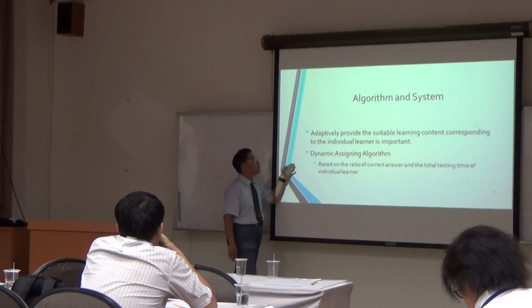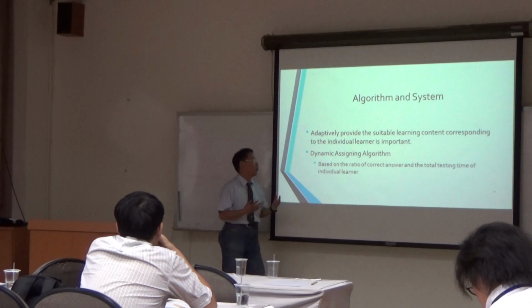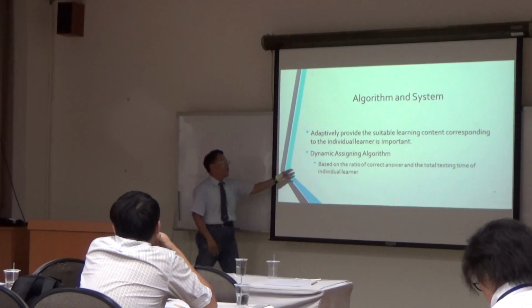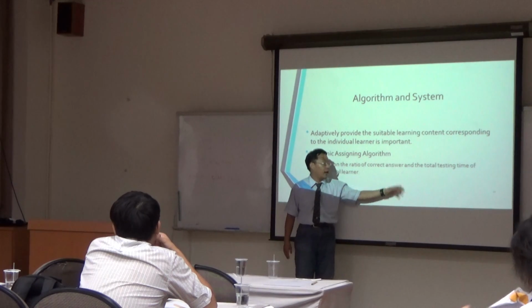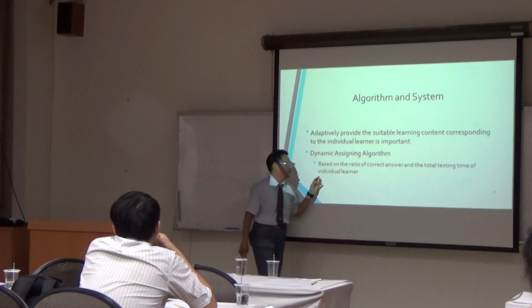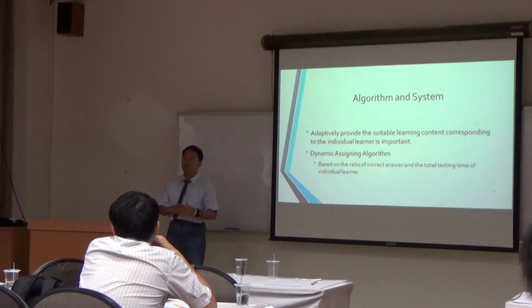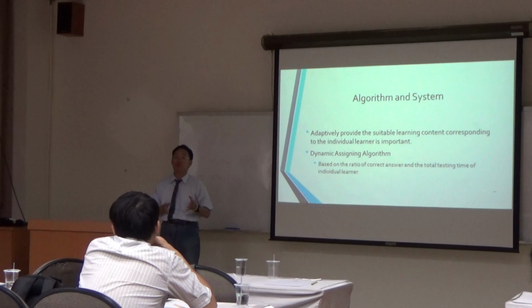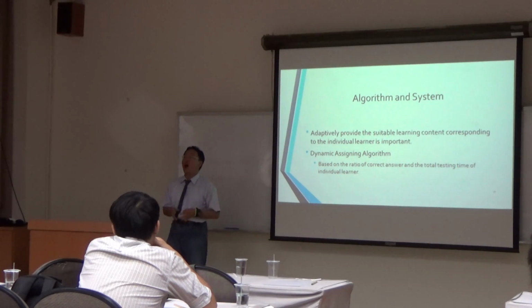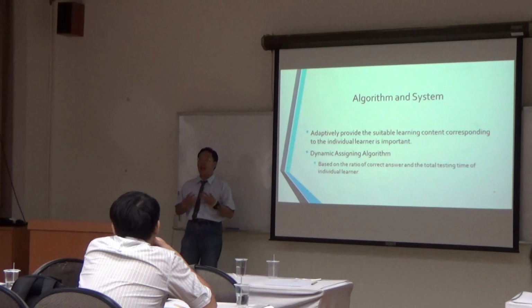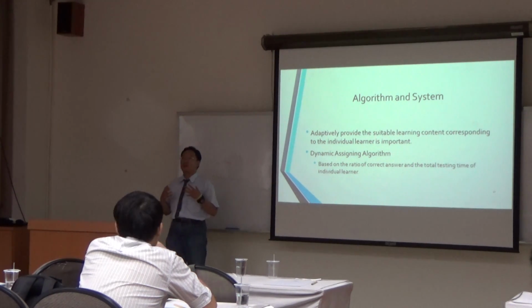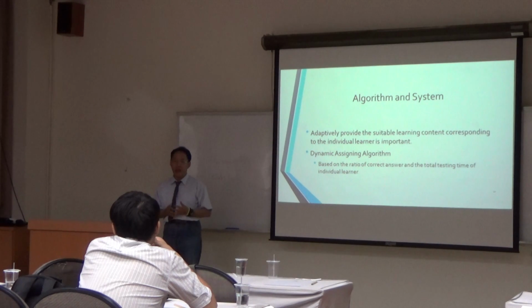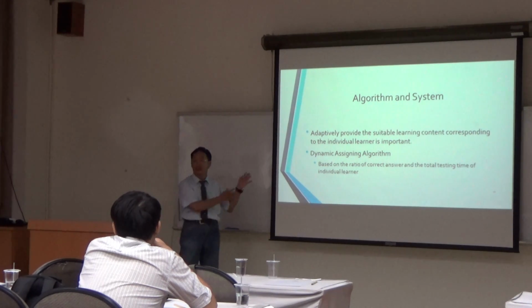So we propose the dynamical design algorithm. We base it on the ratio of correct answers, and second, the total testing time of the individual learner. We evaluate a student's learning ability based on how many questions you answer correctly and how much time you spend to answer these questions. If you can answer quickly and with more correct answers, it means you have a better learning ability in this subject.